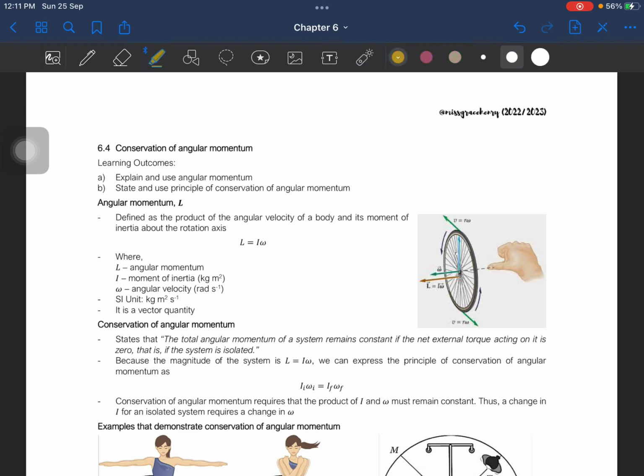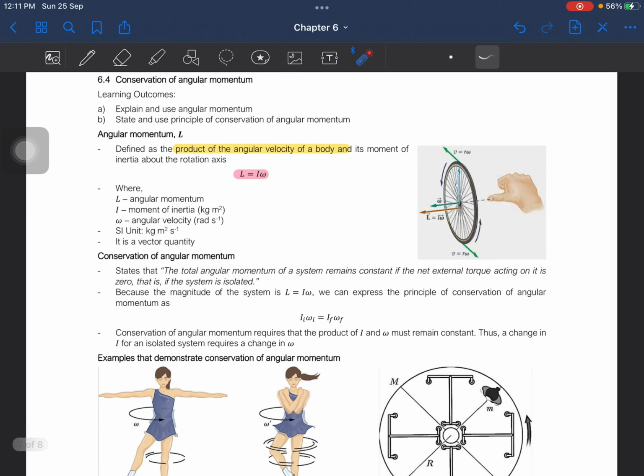It is defined as the product of the angular velocity of a body and its moment of inertia about the rotation axis. So the formula is L equal to I omega, where L is the angular momentum, I is the moment of inertia, and omega is the angular velocity. The SI unit is kilogram meter square per second. It is a vector quantity.